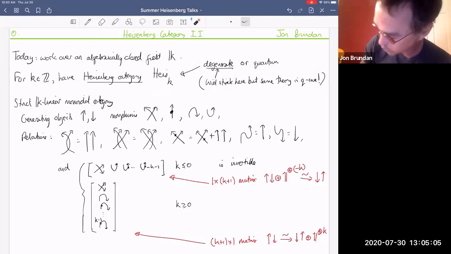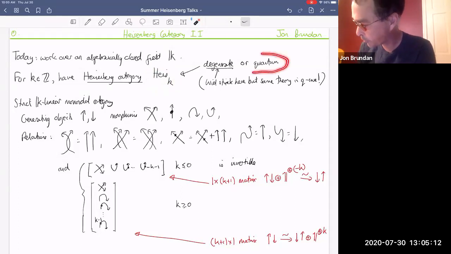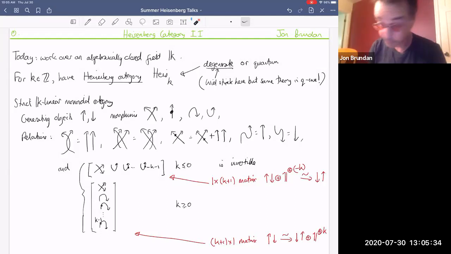And I'm going to tell you the story for the Heisenberg category that we had last week, which is the degenerate Heisenberg category. But it's worth pointing out there's also a quantum version of the Heisenberg category, which is a little bit more complicated to define. Everything in the theory that I'm telling you today is totally uniform in the two cases. Many of the module categories that you're interested in representation theory need that quantum version of the Heisenberg category instead. But the degenerate one's a bit easier, so that's all I'm going to talk about.